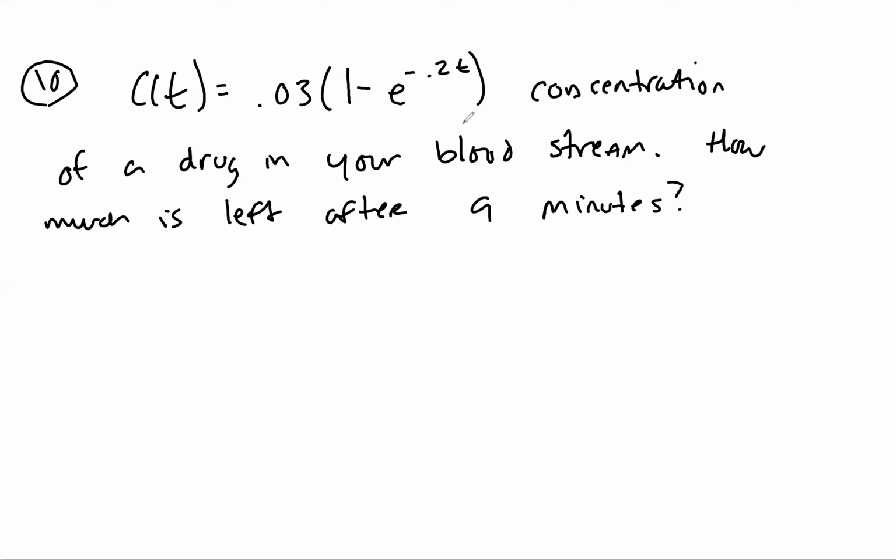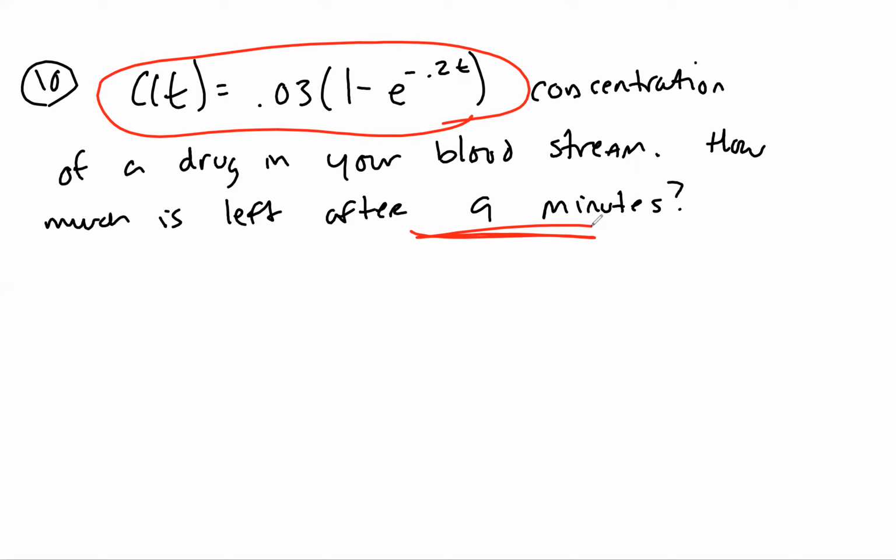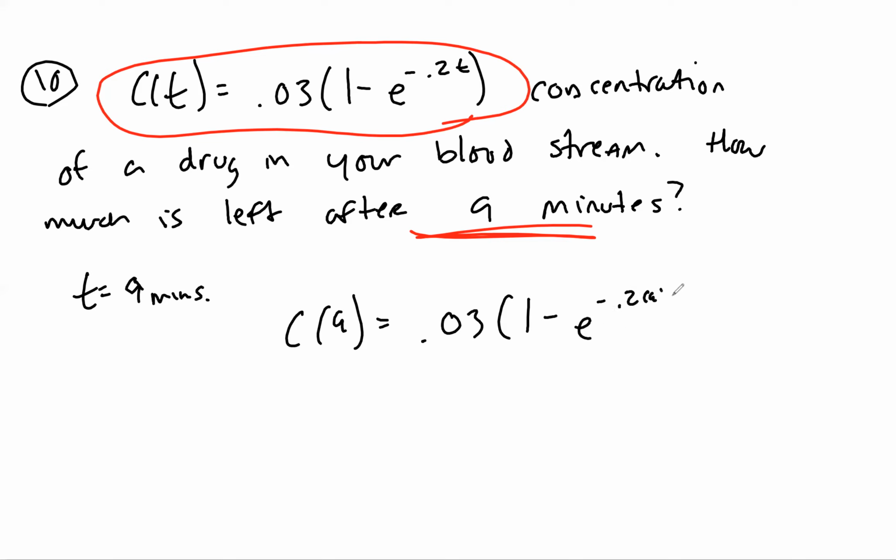They give us a formula. We don't have to try to come up with anything at all. They give us a time. So what we're going to do is we're going to say, oh, well, t is just 9 minutes. And we're going to take this function, c of t, and we're going to say, all right, well, after 9 minutes have passed, I have 0.03 times parenthesis 1 minus e to the negative 0.2 times 9.